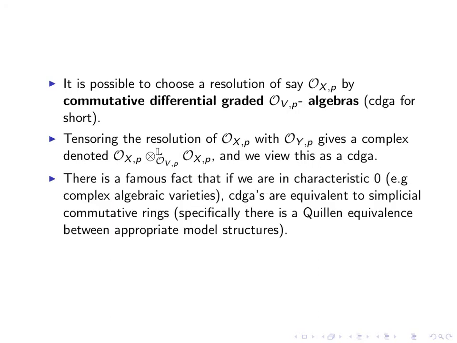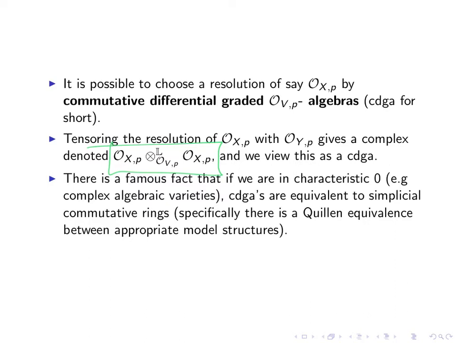And then there's a famous fact that if we are in a characteristic 0 situation, CDGAs are equivalent to simplicial commutative rings, and specifically there's a Quillen equivalence between appropriate model structures. So the idea is to think of these as the basic objects of derived algebraic geometry and work with them. These objects contain some intersection theoretic information.